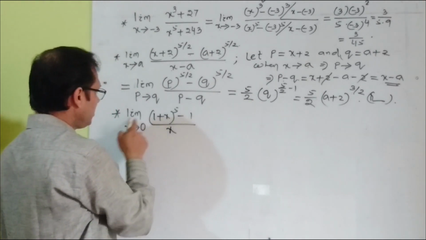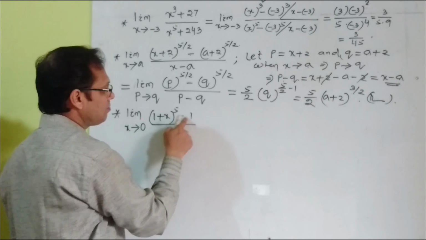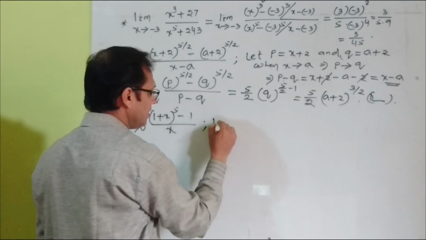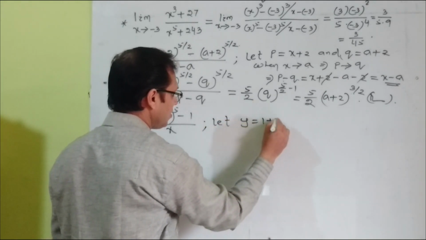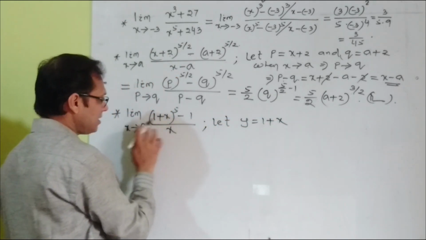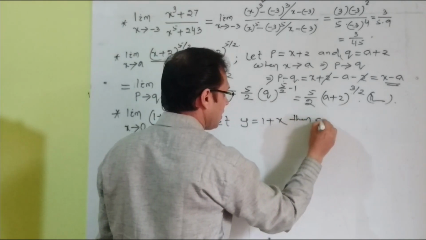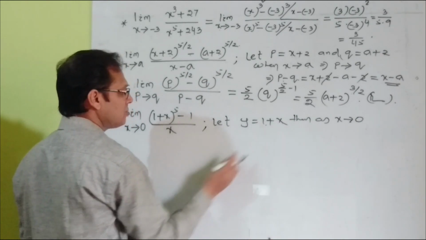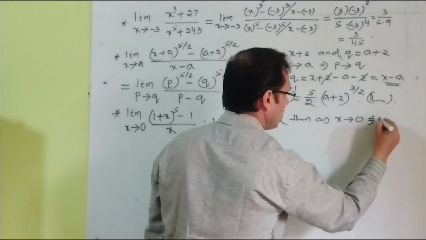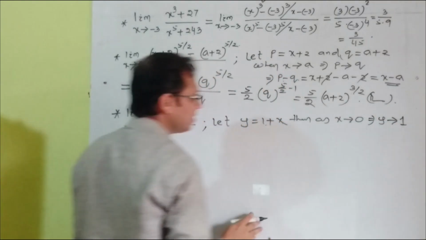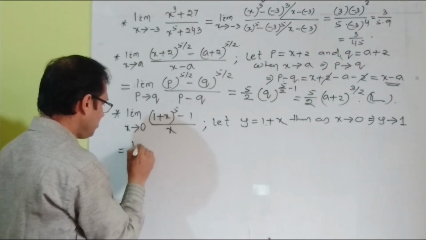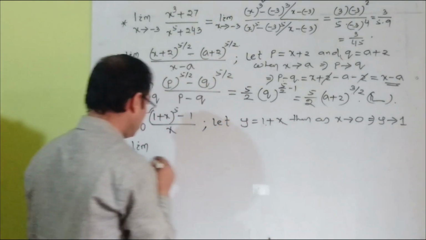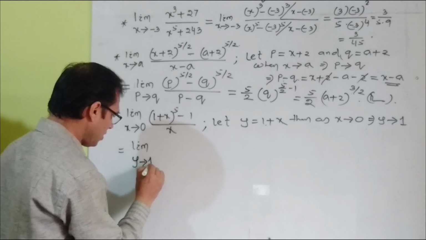Okay. Now we'll take another example. You read the question. Limit x tends to 0, 1 plus x whole to the power 5 minus 1 by x. If you take this one as y, let y is equal to 1 plus x. Then when x tends to 0, y tends to how much? 1. So you can write y tends to 1. Okay. So this takes the form limit y tends to 1.